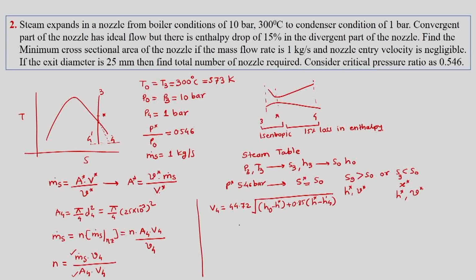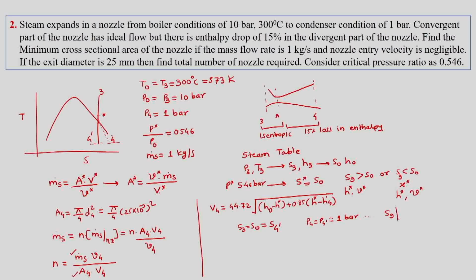For that we will again see S3 is equal to S0 is equal to S dash, S4 dash is equal to S4 dash. So we will go to the steam table, and then in the steam table we will go to P4 is equal to P4 dash is equal to 1 bar. We will go in that and see where we can get S4 dash as equal to S3. Again we will have few things.